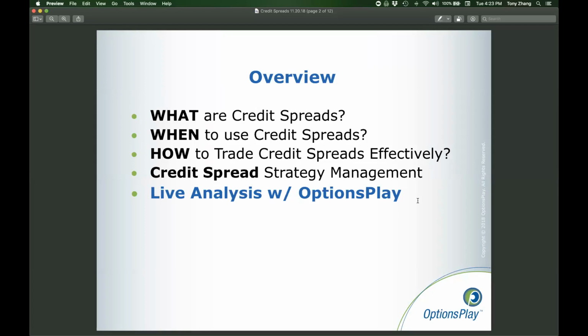And then lastly, we'll jump over to OptionsPlay. I have a few symbols to look at in this current market environment, some opportunities that we're going to take a look at and analyze together so that you guys have some ideas as to how to do it on your own. And the important piece is really being self-sufficient and being able to use the tools that are available to you at eOption so that you can analyze these trades correctly.